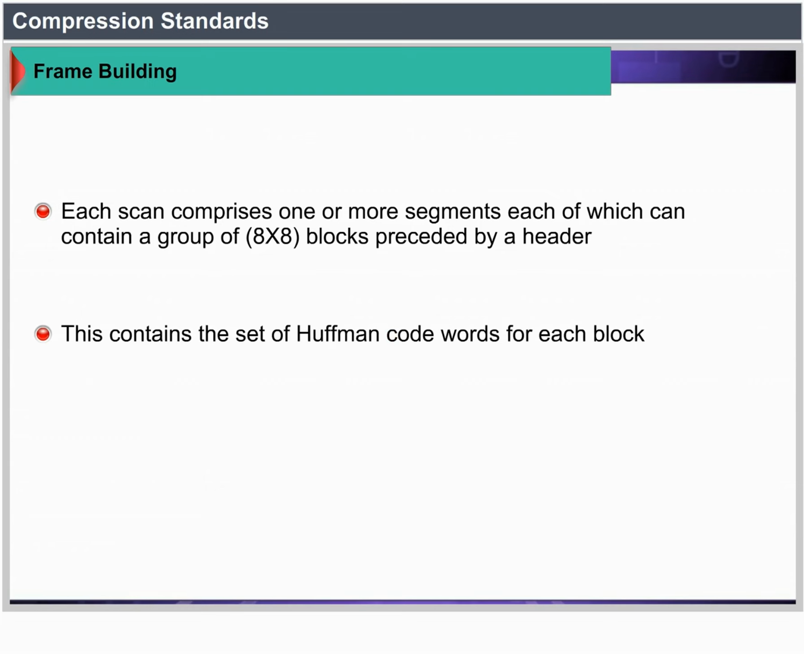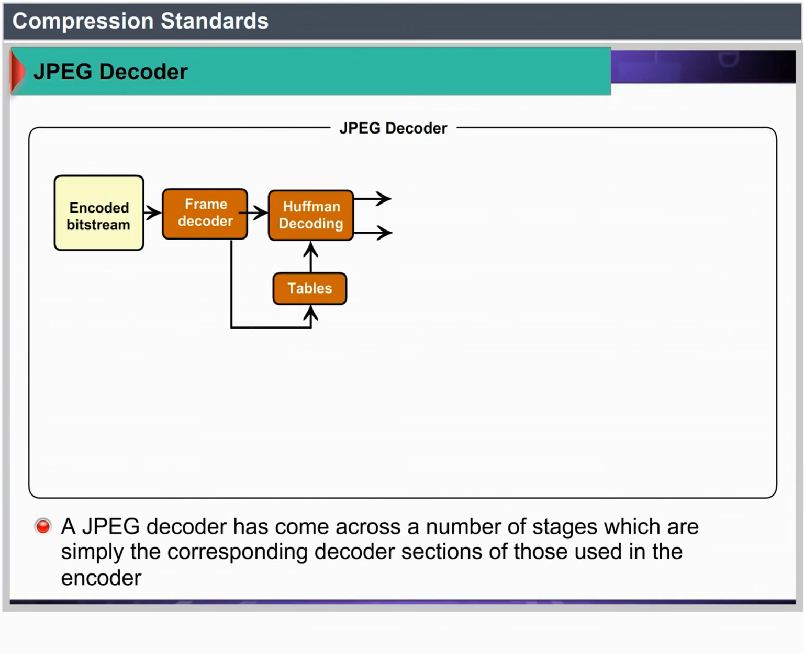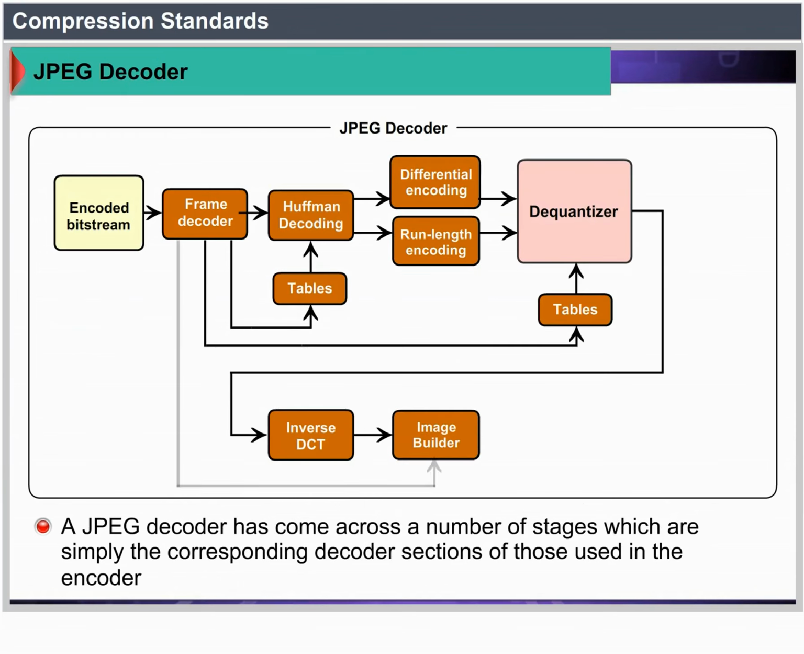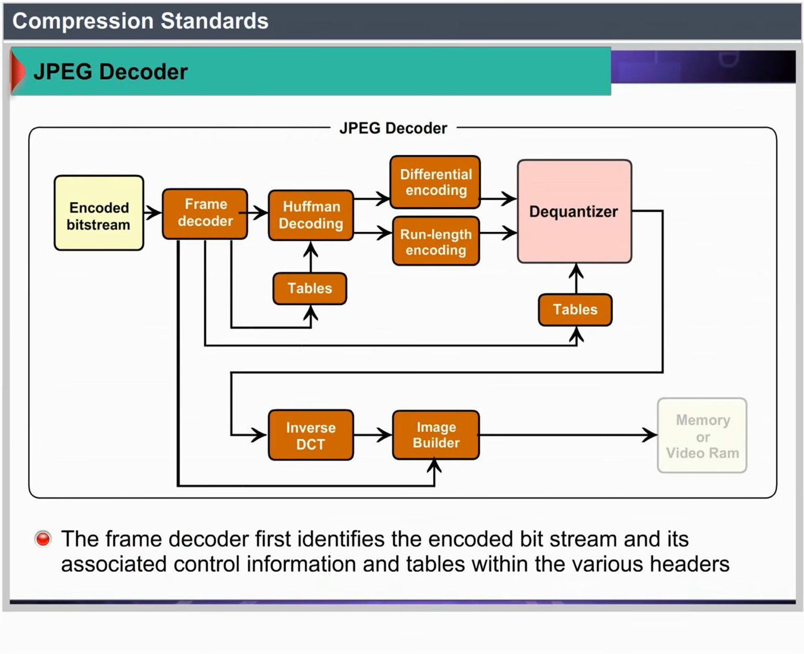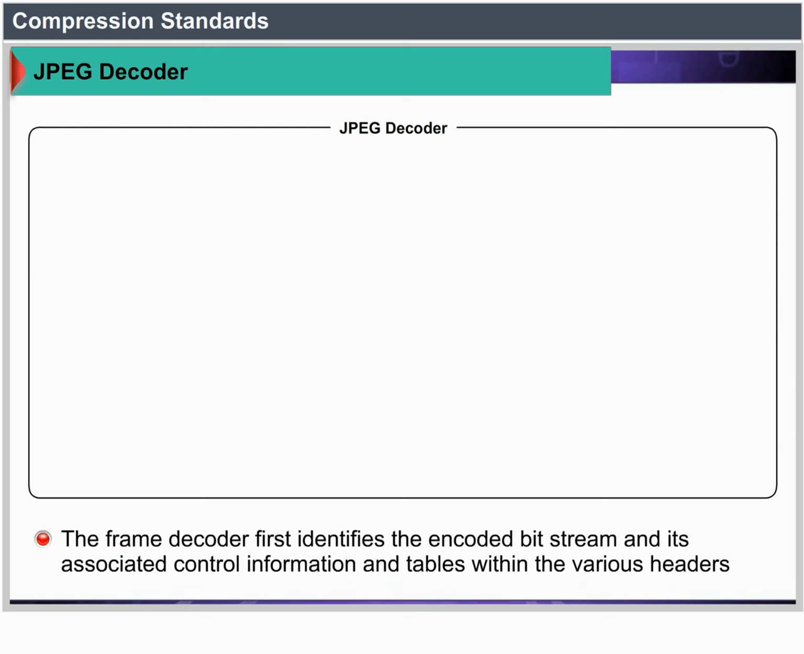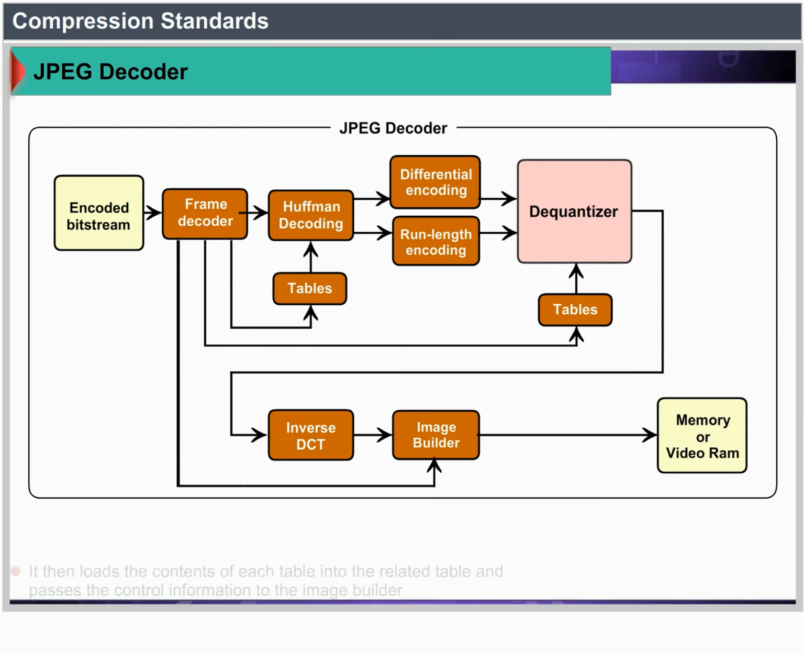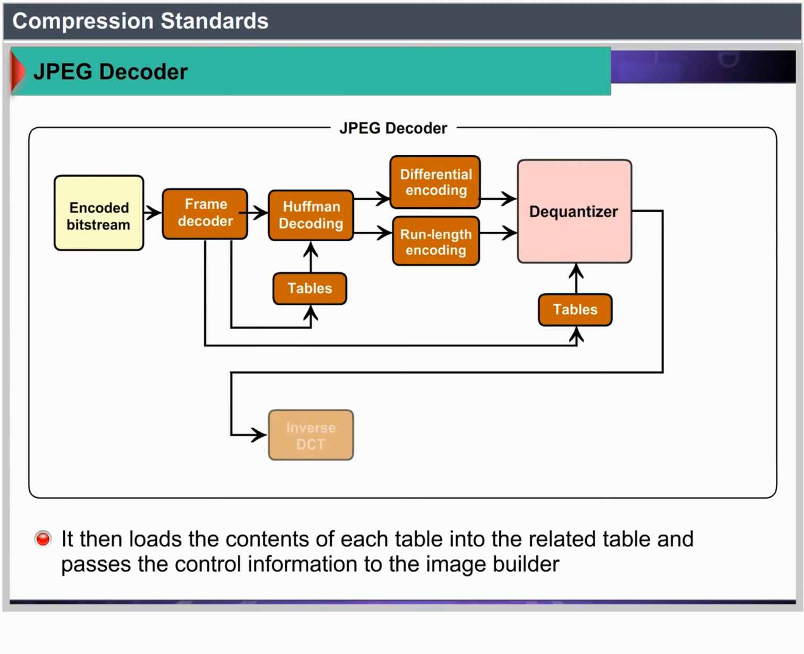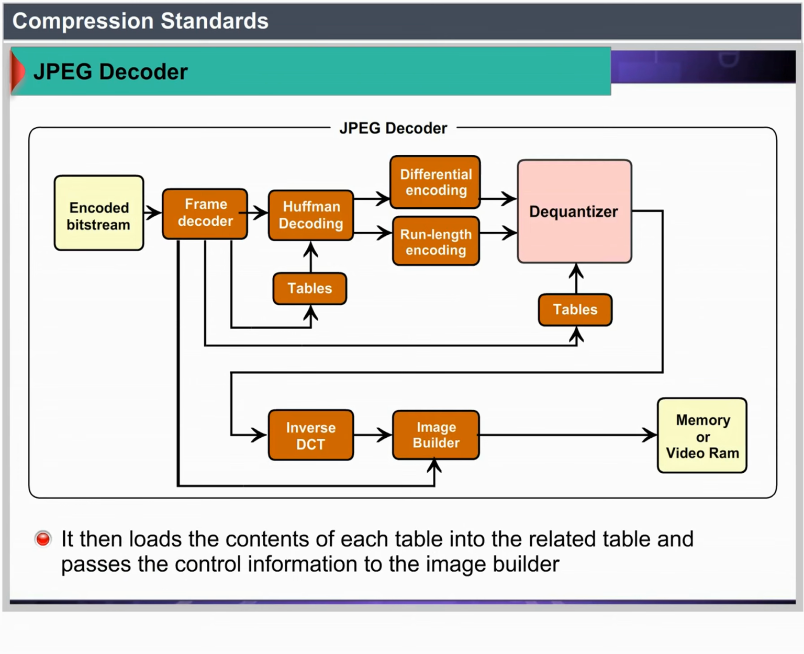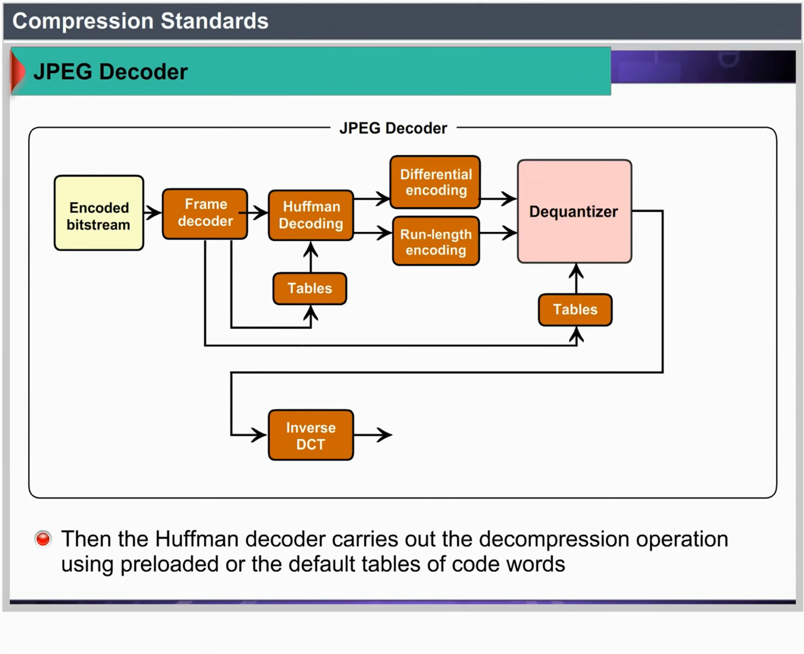JPEG decoder. A JPEG decoder is made up of a number of stages, which are simply the corresponding decoder sections of those used in the encoder. The frame decoder first identifies the encoded bit stream and its associated control information and tables within the various headers. It then loads the contents of each table into a related table and passes the control information to the image builder. Then the Huffman decoder carries out the decompression operation using preloaded or the default tables of code words.